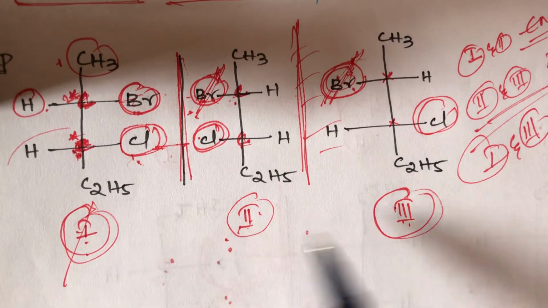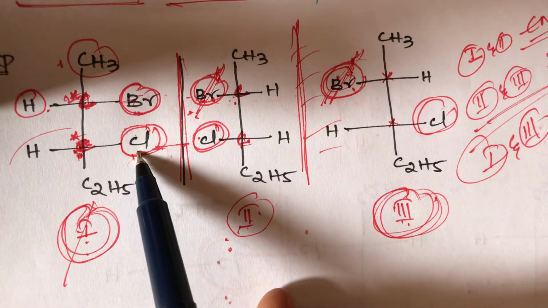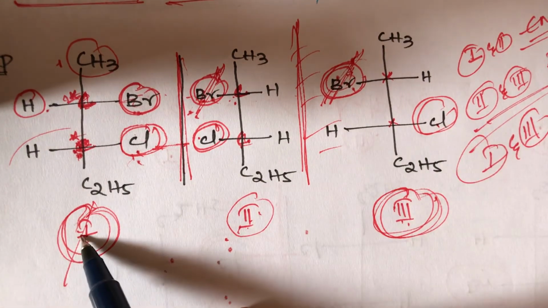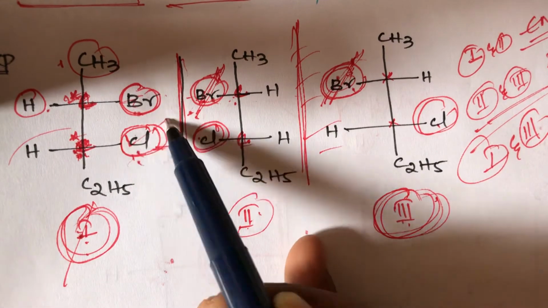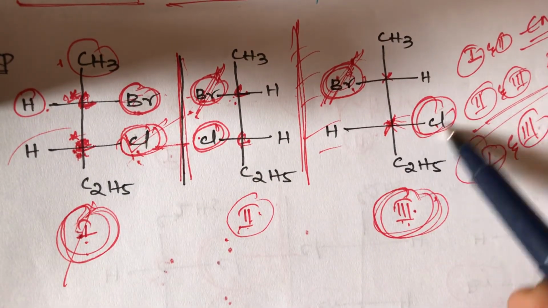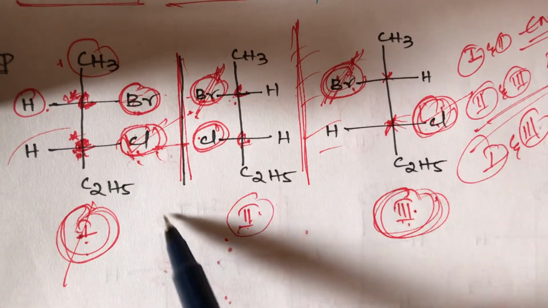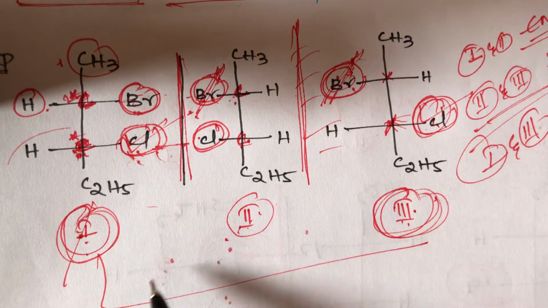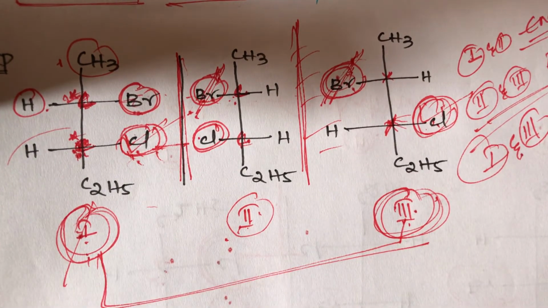In structure 1 and structure 3, students, both chlorines are present on the same side. In structure 1, at the second chiral carbon, the chlorine is present on the right hand side. In structure 3, at the second chiral center, the chlorine is present on the right hand side. Both are on the same side. These chlorines are not mirror images. So structure 1 and structure 3 are not mirror images. So that's why this is also diastereomers.